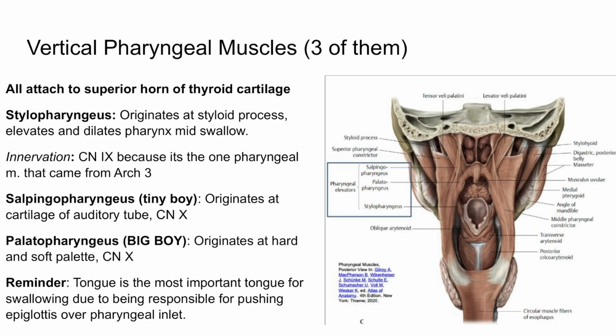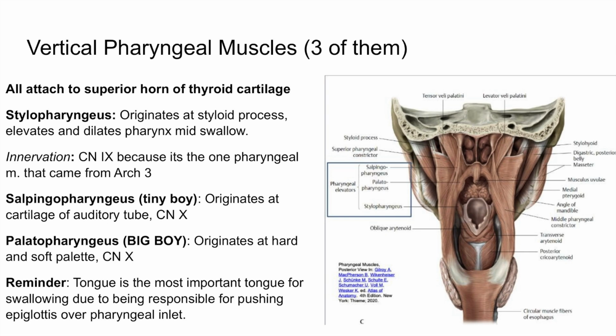All right, so the vertical or longitudinal pharyngeal muscles function differently from the constrictors. They don't push the bolus of food down, they actually elevate and shorten the pharynx during swallowing. This elevation is critical because it helps the pharynx, quote unquote, meet the incoming bolus and facilitates smooth transfer into the esophagus. There are 3 of these muscles: stylopharyngeus, salpingopharyngeus, and palatopharyngeus, and all of them insert onto the superior horn of the thyroid cartilage, anchoring their action to the laryngeal framework.